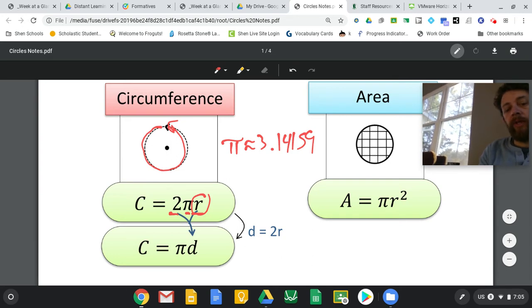Now, if you notice, there's a second formula here. It's really the same thing because this one has 2 times r, and 2 r's, 2 radiuses, is in fact the diameter. So it depends on what they give you. If they give you the diameter, you might use this formula. If they give you a radius, you might use this formula.